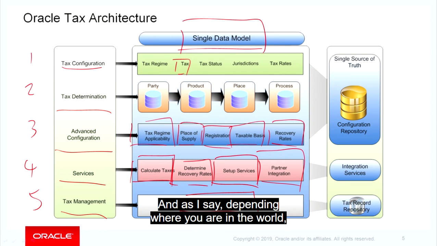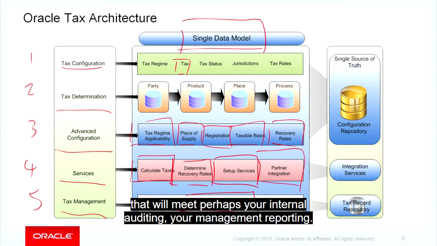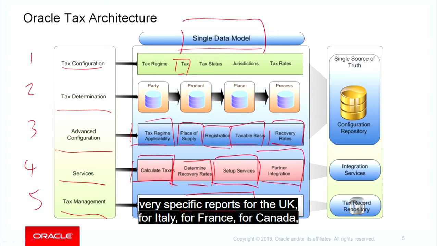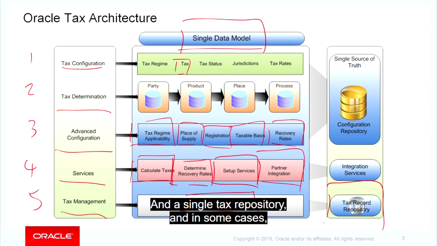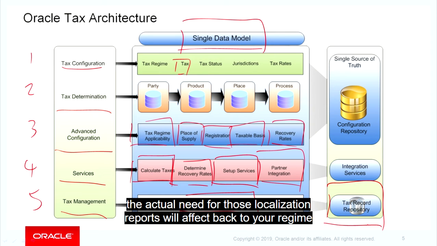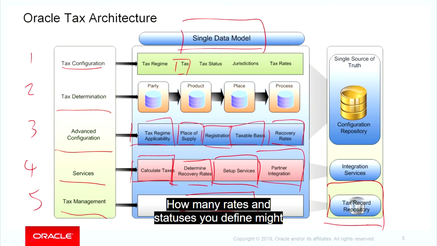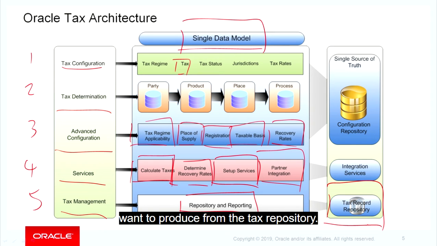And as I say, depending where you are in the world, you tend to find there's a core set of reports that will meet perhaps your internal auditing, your management reporting, and then on top of that, there tends to be local reports that revolve around very specific reports for the UK, for Italy, for France, for Canada, etc. And single tax repository, and in some cases, the actual need for those localization reports will infect back to your regime to rate. How many rates and statuses you define might be a reflection of the type of reports you want to produce from the tax repository.